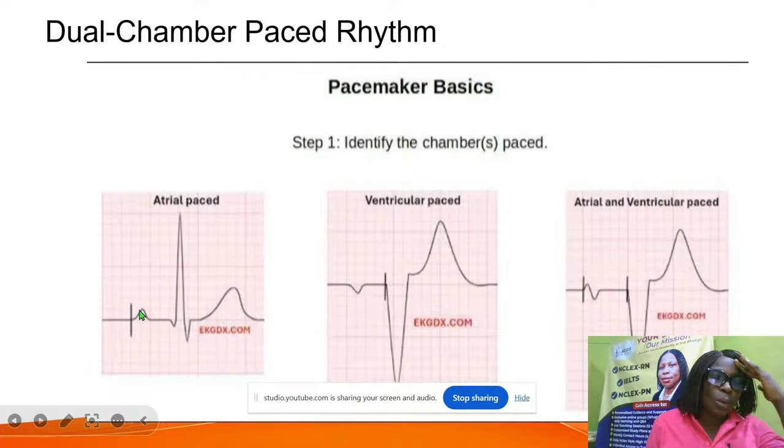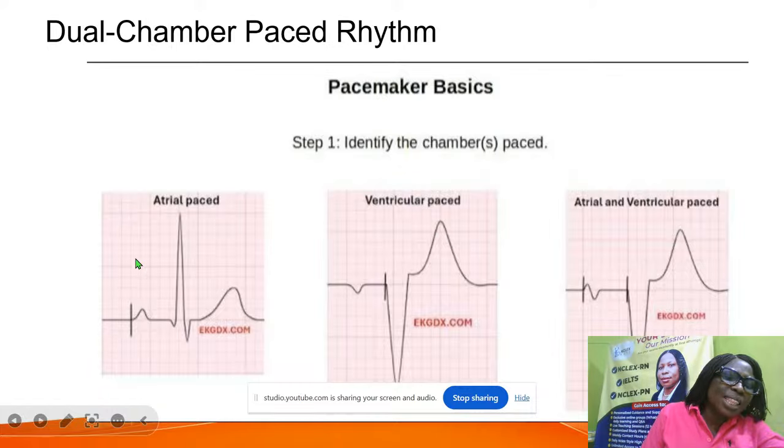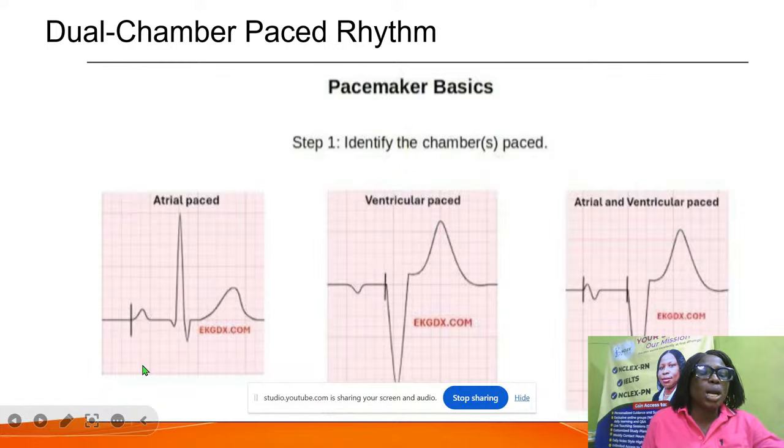Let me say it another way. Naturally the heart cannot bring up this P wave. That is why you are having this spike. So the appearance of the P wave depends on this spike, so you have to see the spike before the P wave. Once you see it like this, it is atrial pacing.